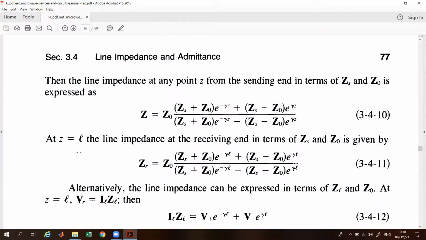Now if you are finding it at Z equals L, the line impedance at the receiving end in terms of Zs and Z naught is given by just putting Z equals L.